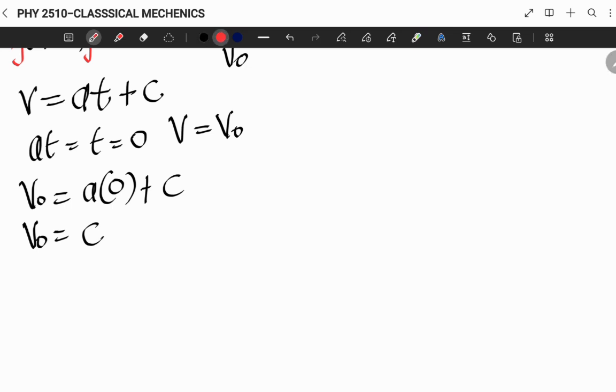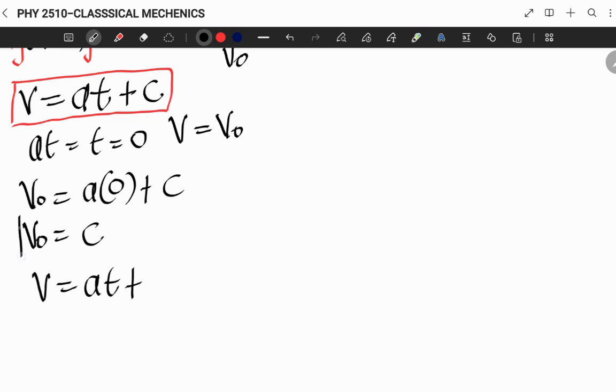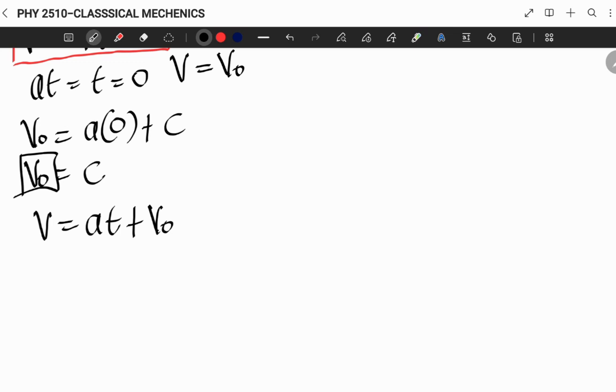So we are going to rewrite this equation. Where there is c, we'll put v naught. So I'll get the same equation now: v is equal to at plus, I'll put now, v naught. If I rewrite this properly, it's going to be v is equal to v naught plus at. So this is the first equation, hence shown.